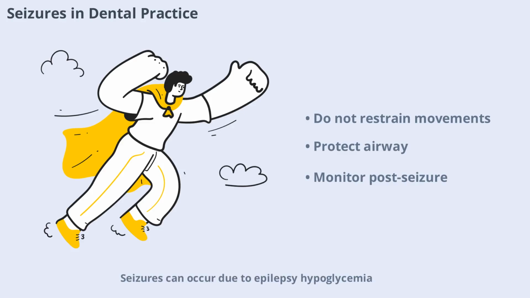Seizures can occur due to epilepsy, hypoglycemia, or medication overdose. They are characterized by sudden loss of consciousness, muscle contractions, and sometimes tongue biting. Never restrain the patient or insert objects into their mouth during a seizure. Instead, protect the airway and monitor vital signs.